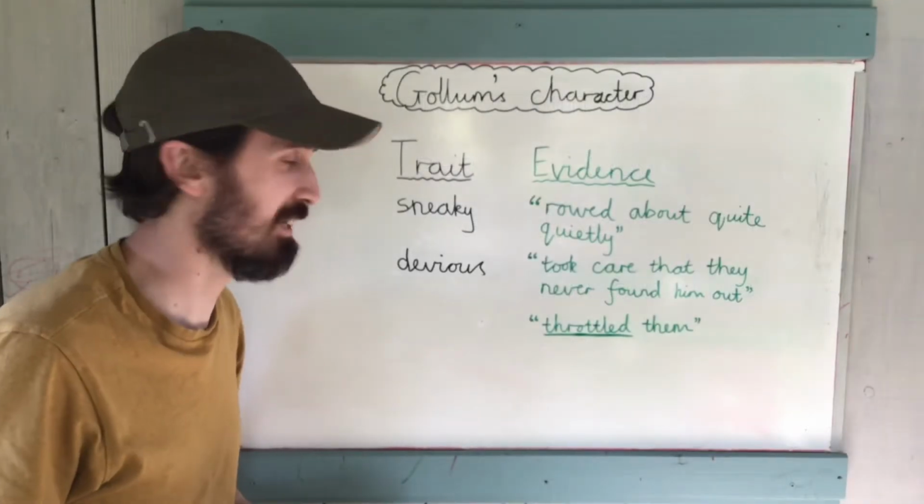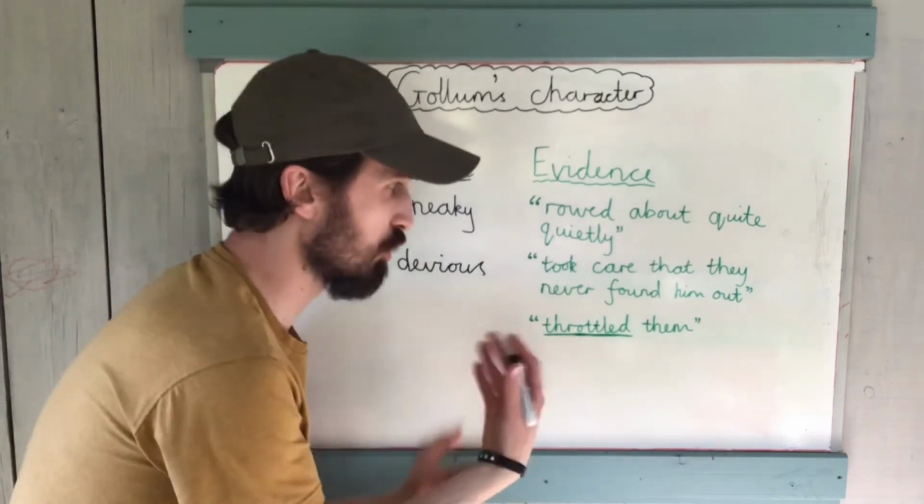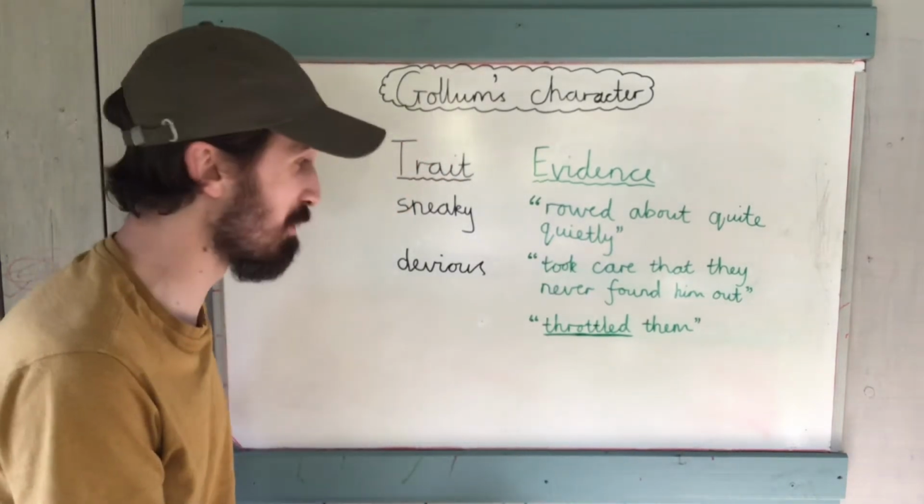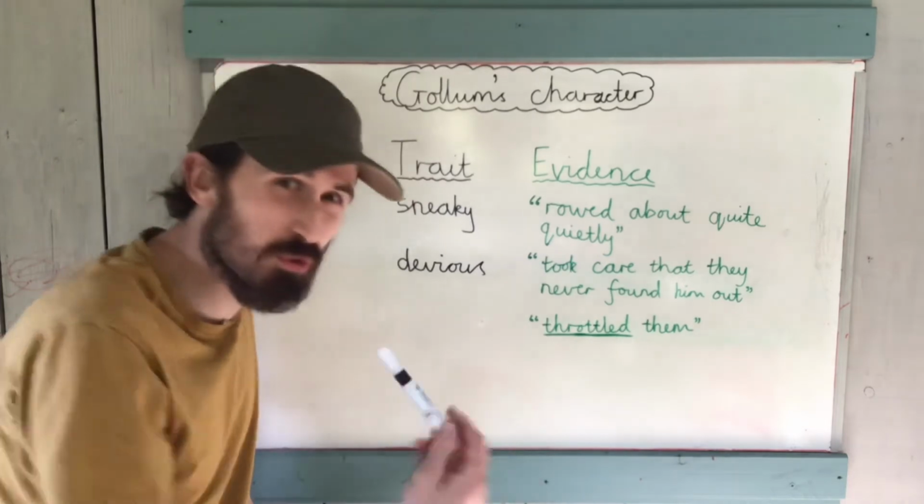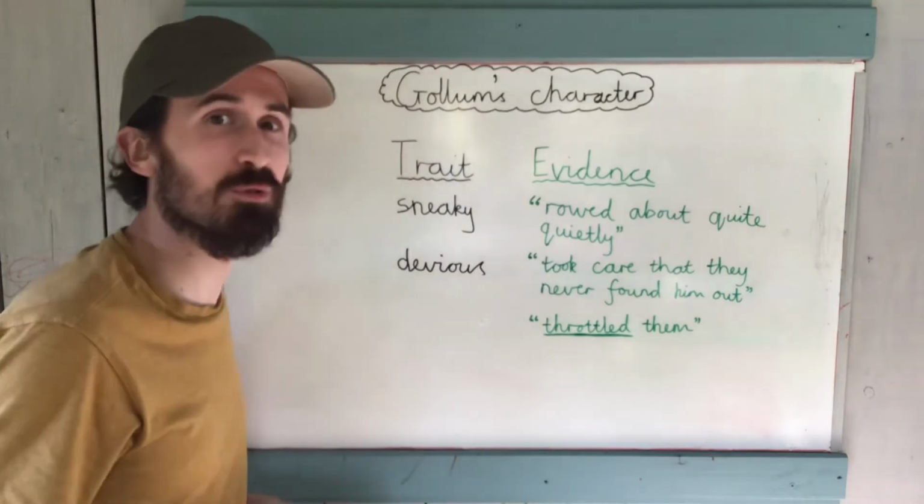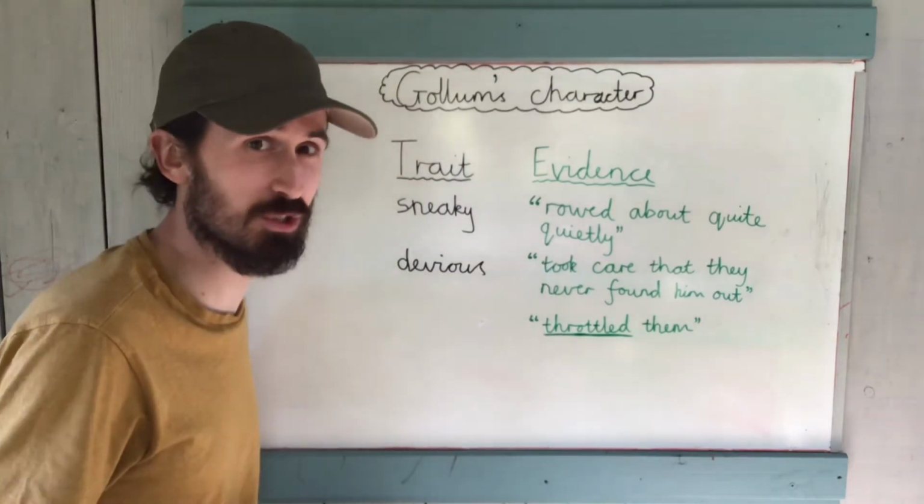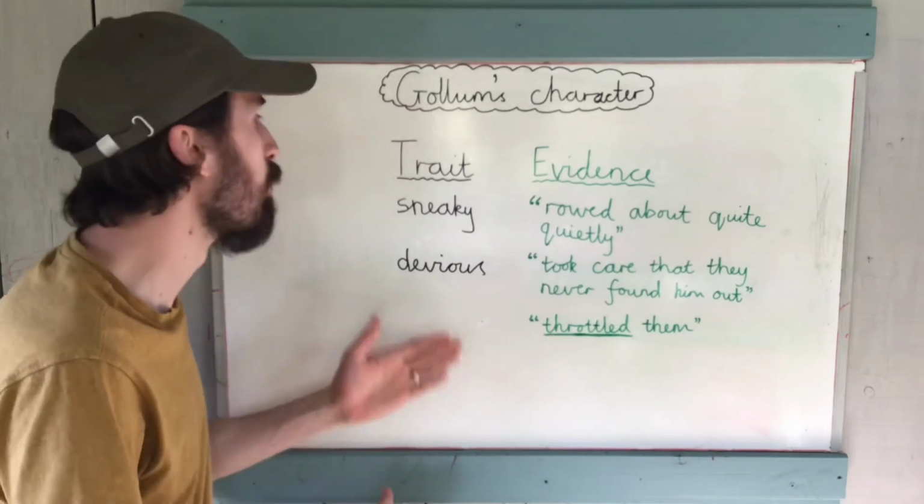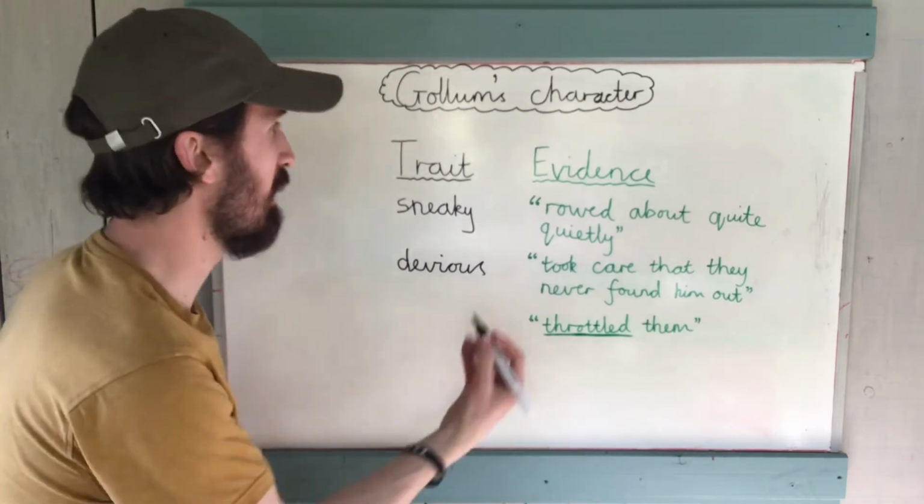So hopefully in that section you are really, like I was, zooming in on one particular verb there. Throttled them. This is a powerful verb that is communicating to us something about Gollum's character. What is it communicating to us? Have a little think there.